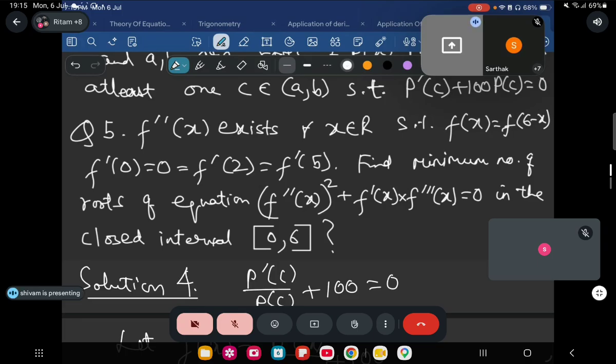Okay, so everyone pay attention. Second one. Over here, f double dash x exists, and f of x equals f of 6 minus x. In the interval 0 to 6, I need to find out how many roots this equation has. So what you do is, you take g of x as this equation.